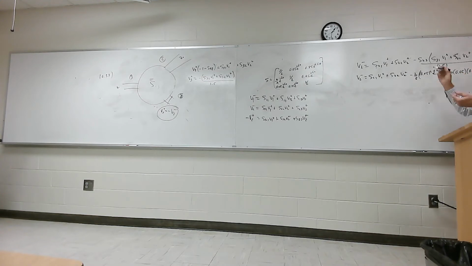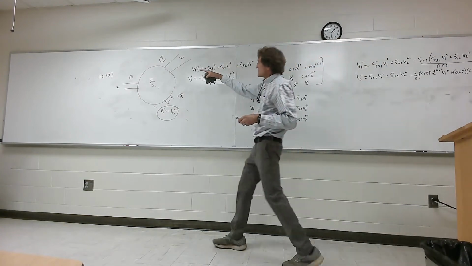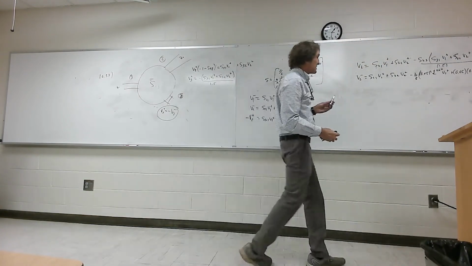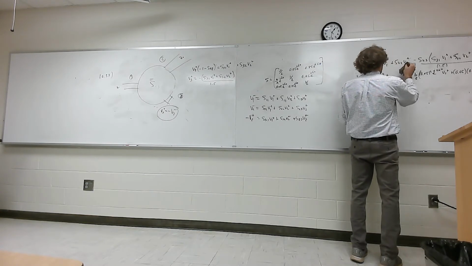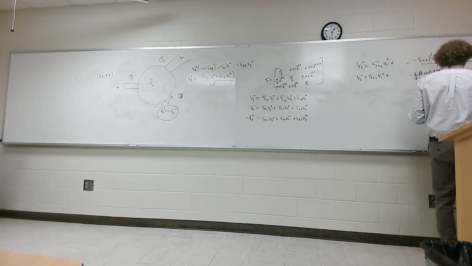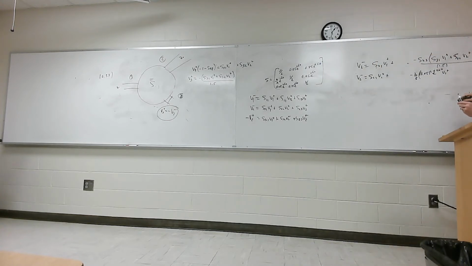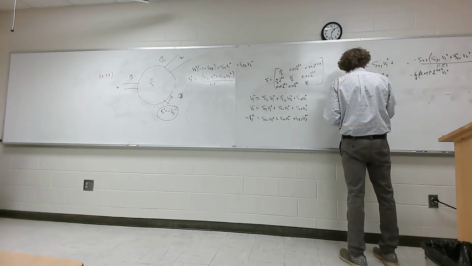Oh, V2 plus is 0, never mind. It's 0 because it's matched. This is assumed matched, so if that's 0, that means this term goes away right here, and that means this goes away. So the only thing we have to do is get V2 minus here.